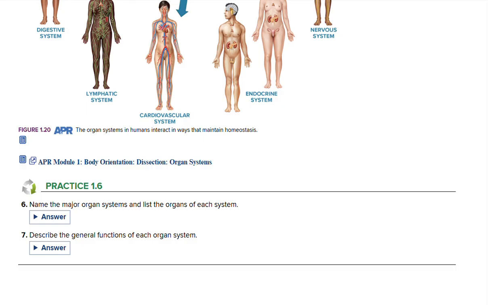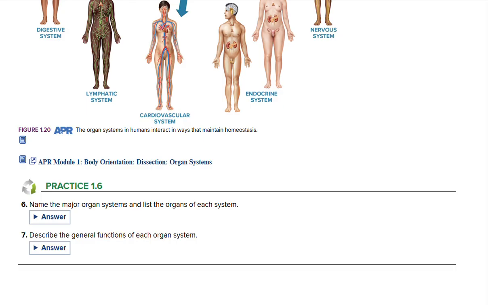Respiratory system, nasal cavity, pharynx, larynx, trachea, bronchi, and lungs. Urinary system, kidneys, ureters, urinary bladder, and urethra. Reproductive system of male, scrotum, testes, epididymides, ductus deferentia, seminal vesicles, prostate gland, bulbourethral glands, penis, and urethra. Reproductive system of female, ovaries, uterine tubes, uterus, vagina, clitoris, and vulva. Revealed content has ended. Describe the general functions of each organ system.